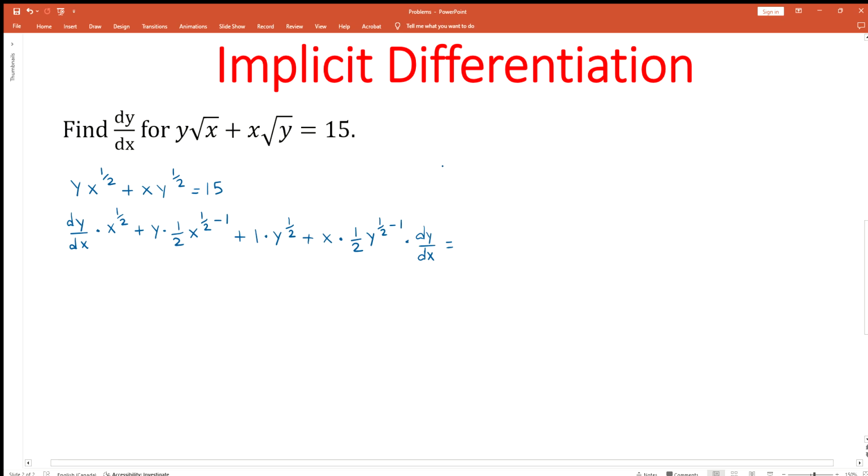15 is a constant, so its derivative is equal to 0. Now we can simplify this step. We can change the rational exponent 1 over 2 to square root. Half minus 1 is negative half. 1 times y to the power half is y to the power half, and we can write the exponent half as square root. Half minus 1 is negative half.